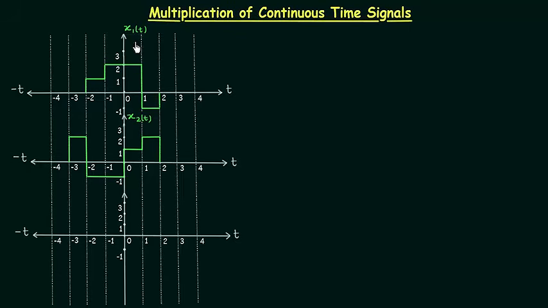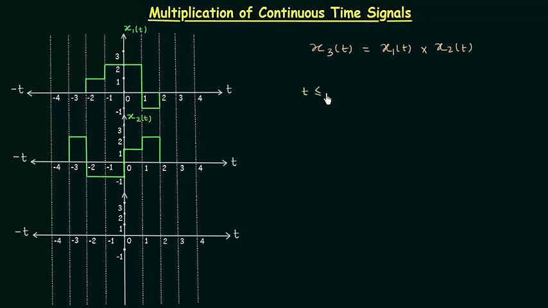Let's say the two signals are x1(t) and x2(t), and we want to multiply the two signals, and let's say the resultant signal is x3(t), which is equal to x1(t) multiplied with x2(t). To find x3(t) we need to multiply the amplitude of x1(t) with the amplitude of x2(t) at each instant of time.